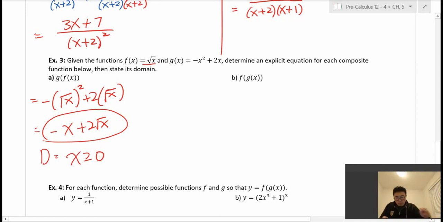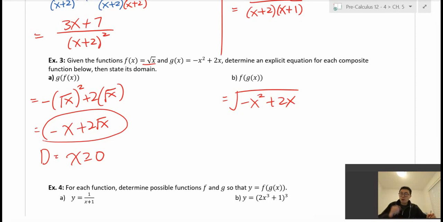Okay. For part B, we're looking for f of g, so you're putting the g function into the f function. So this is going to equal the square root of negative x squared plus 2x. Okay, so now this one is slightly trickier. Notice we can only square root positive values or 0. So since this is a quadratic function, I'm actually going to factor this a little bit.